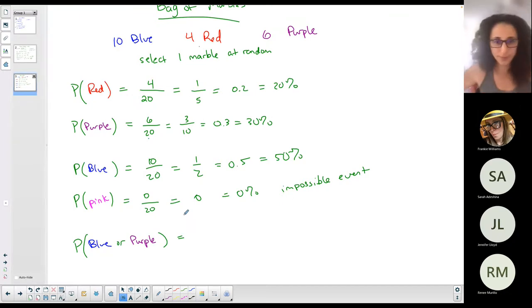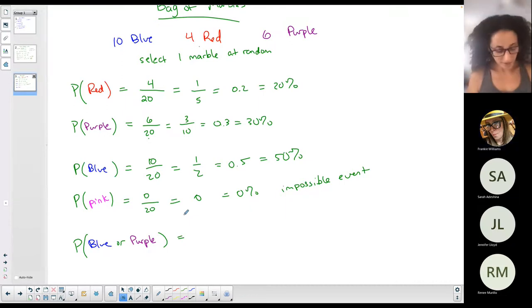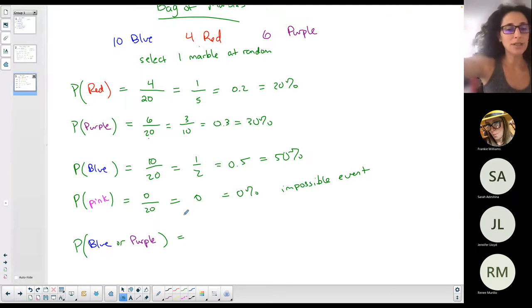Blue or purple? Would the probability be more blue than purple because there's more to choose from? No, not really. I'm going into this bag and I'm only picking one. What's the probability it's either blue or purple? So it could be blue or it could be purple. Either one is fair game. Either one is what I want.